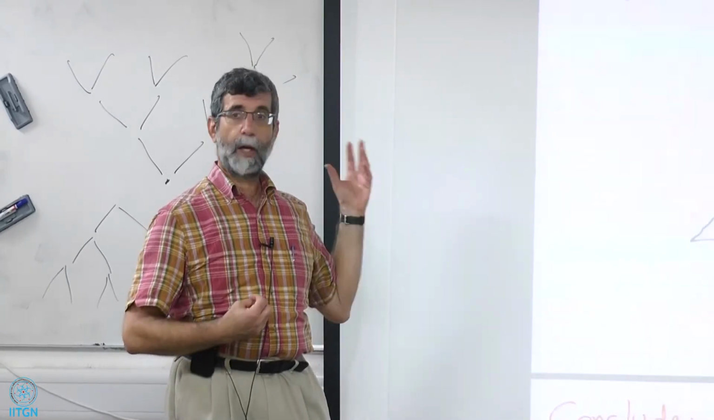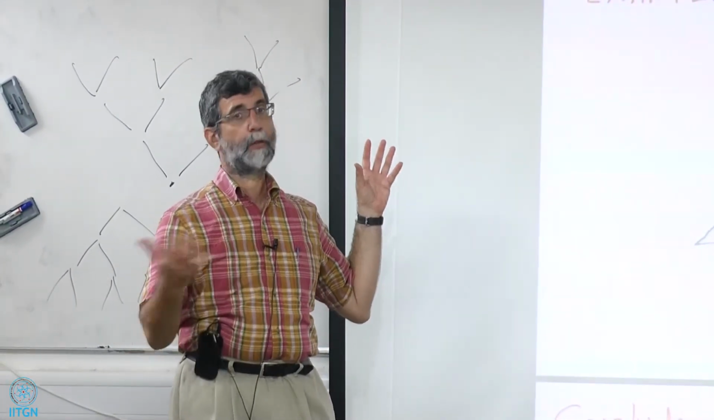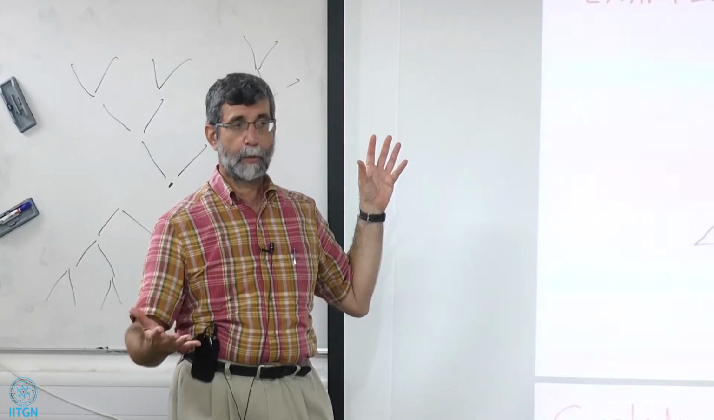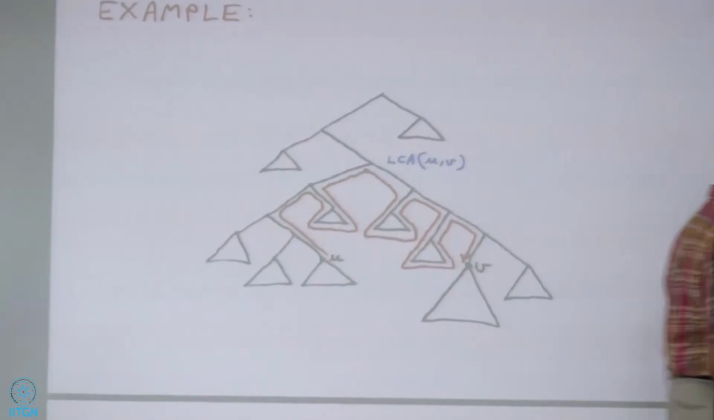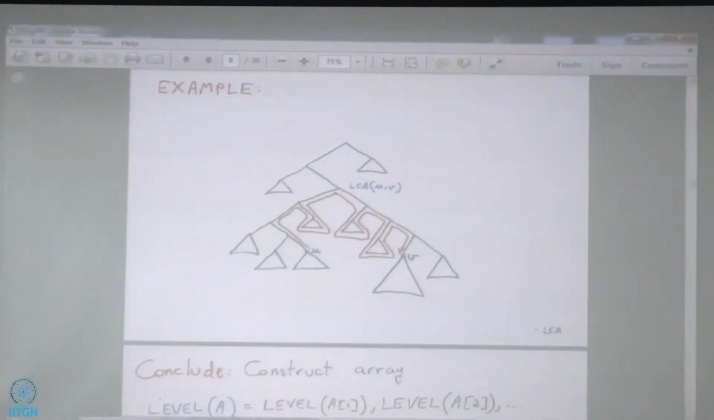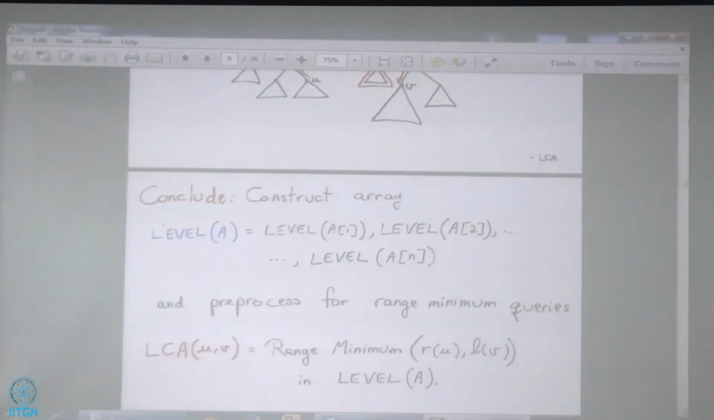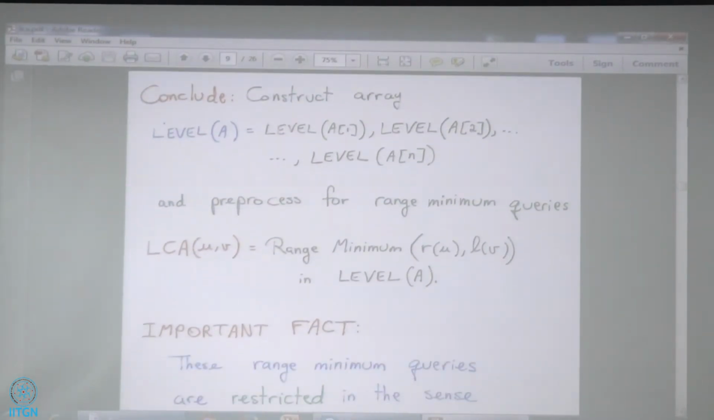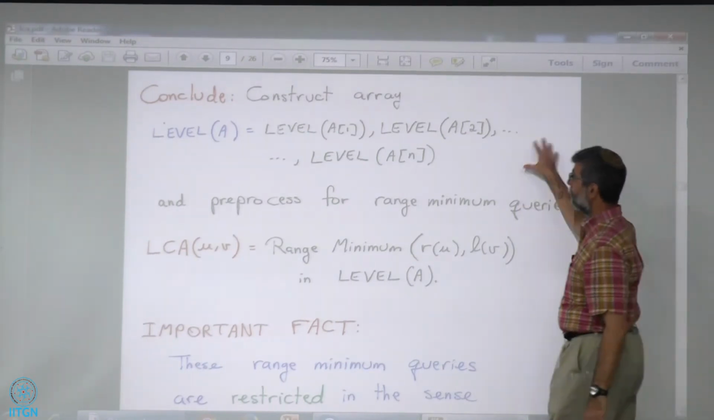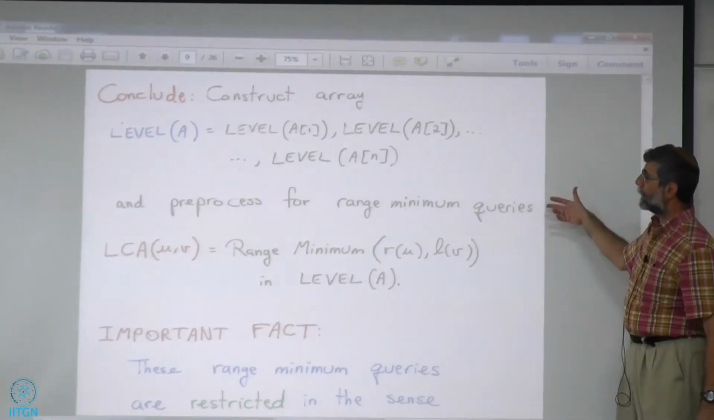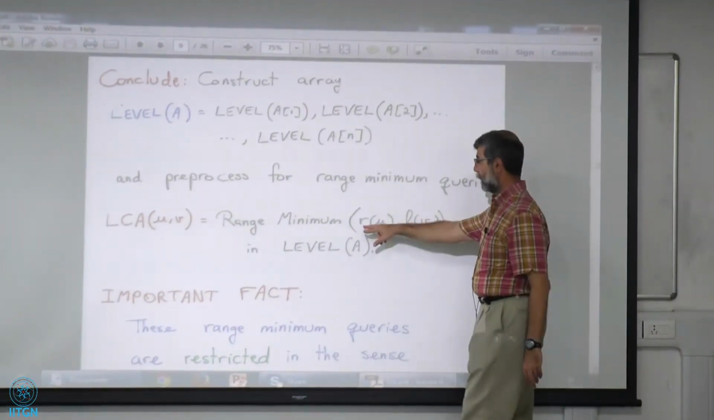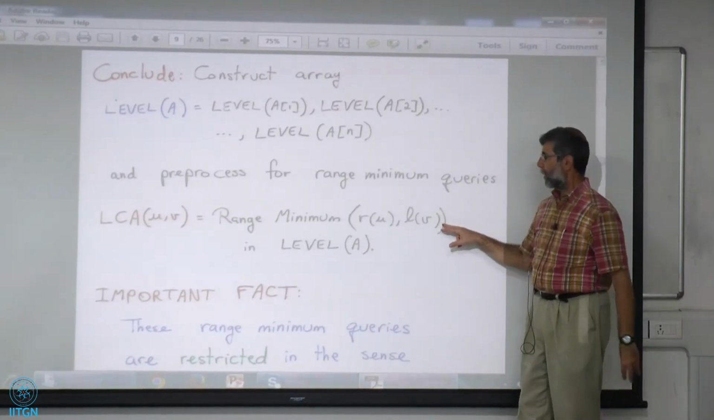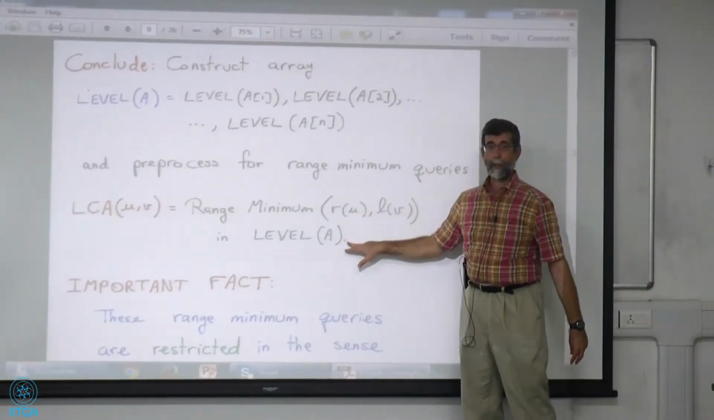So now, assuming that you know how to do range minimum queries, you know how to find the LCA of these two elements. So here is our conclusion now. We're going to construct the level array, level A1, level A2, up to level AN. We'll pre-process it for range minimum queries. And then we know that the LCA of UV is the range minimum of RU, LV in the level array.